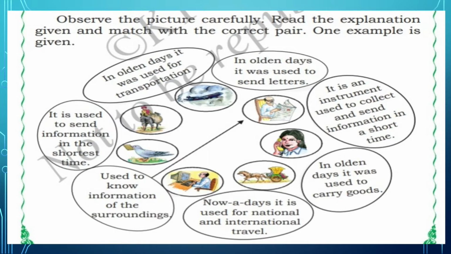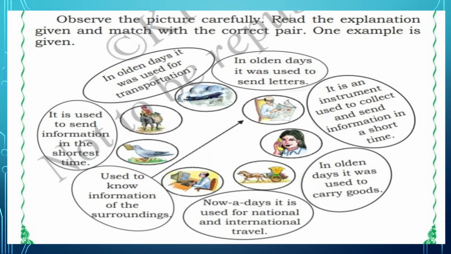Used to know information of the surroundings. What is the picture? That is a man reading the newspaper. What does the newspaper give? It is used to know the information of the surroundings. That is, in a newspaper what we read is the things happening around us, whether in local areas, in the country, or internationally, in the other countries around the world. That information is given in the newspaper.